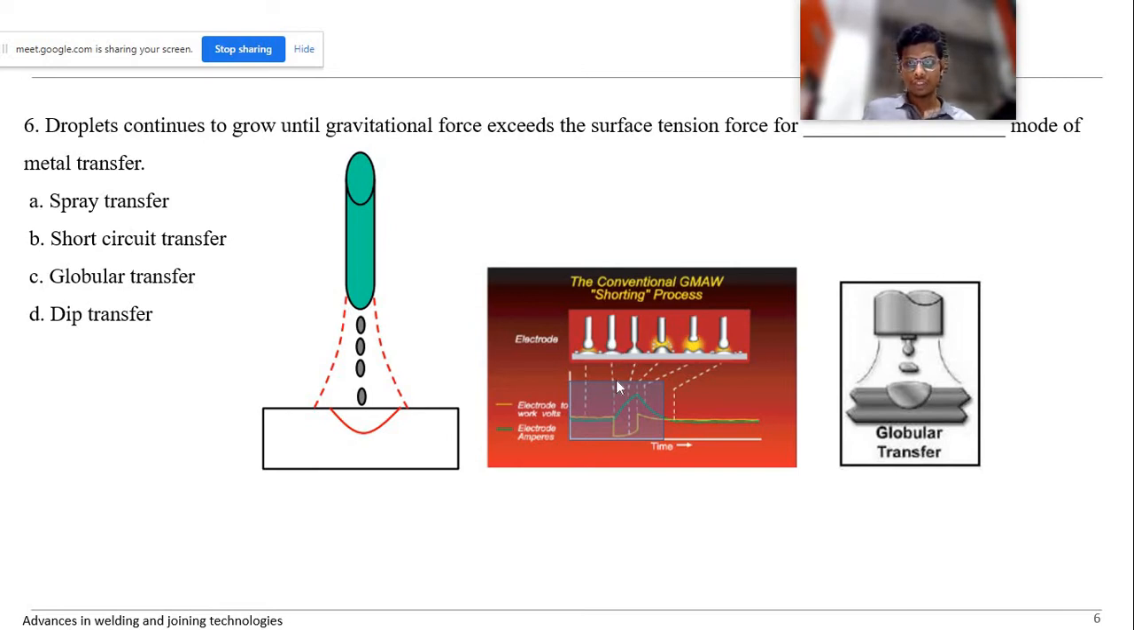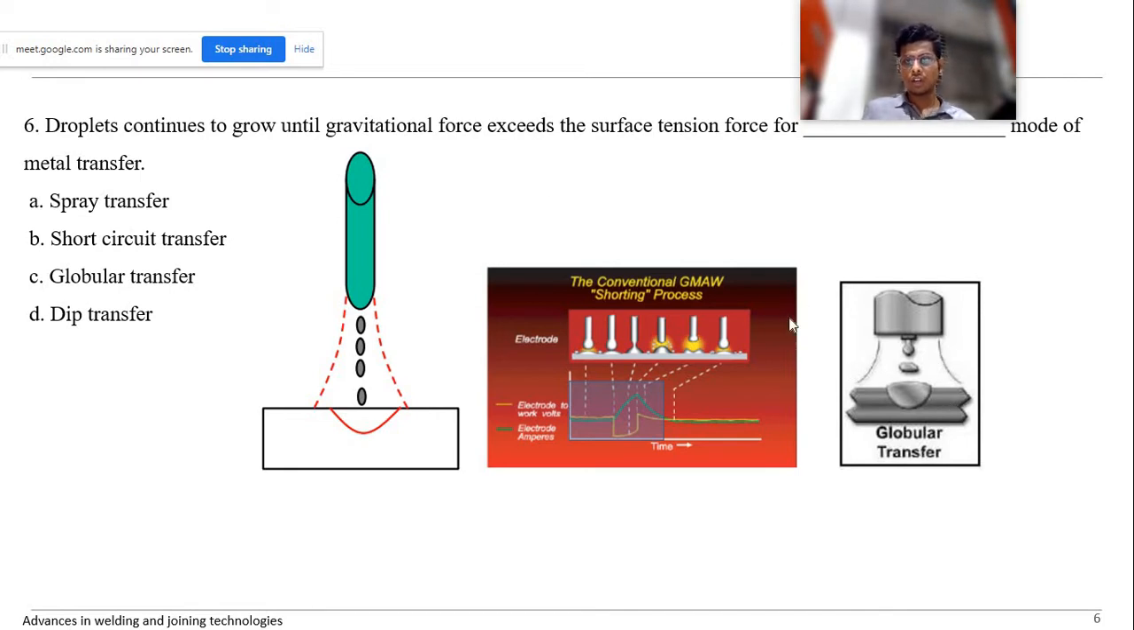So due to short circuiting, the current is less compared to globular or spray. Here we intentionally increase the current a little, and since short circuiting happens, the voltage will be zero. Because of this increase in current, the detaching forces increase and droplet transfer takes place. There is not much gravitational force in this either. We are increasing the temperature a little bit, as we can see in this figure. We increase the current a little so that deposition happens. So this is short circuiting.